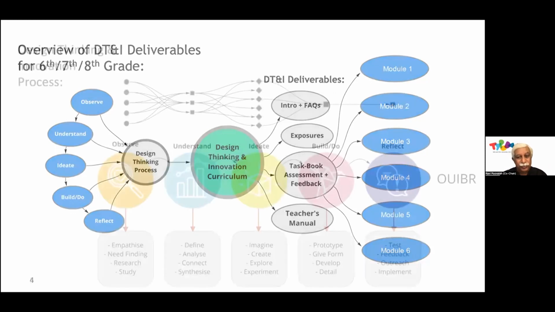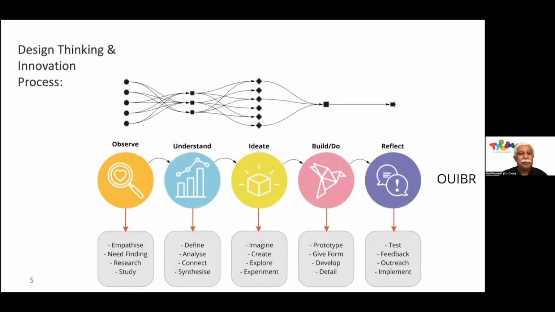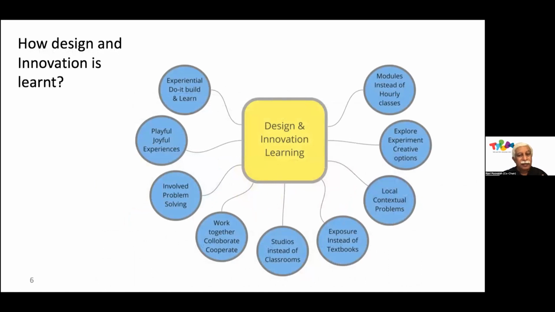Okay, so we'll go to it. Even the design thinking process itself, we debated a lot and made terms which are very friendly for the students. So it's observation, understanding, ideating, build and do, and reflect. Okay, so this is the design process. And then it was very important that the way design is learned is a little bit different from the way any other subject is learned in the school.